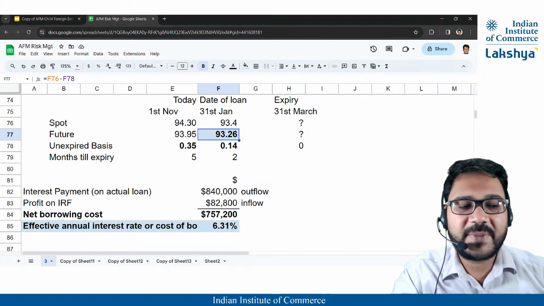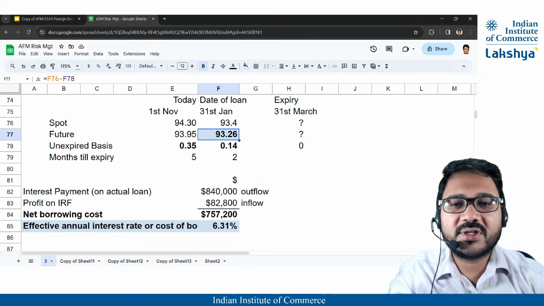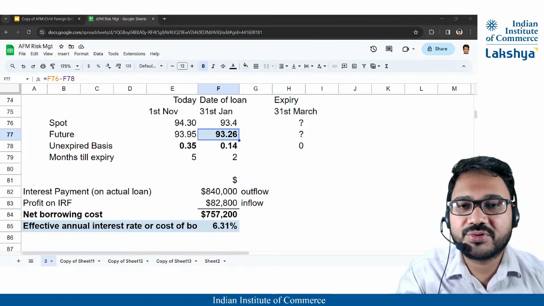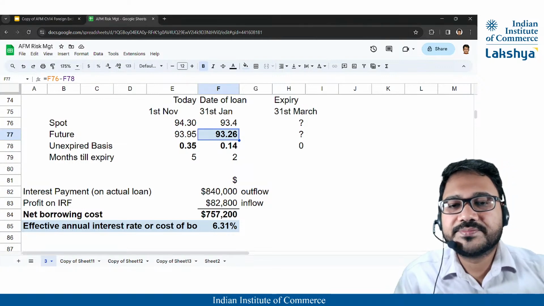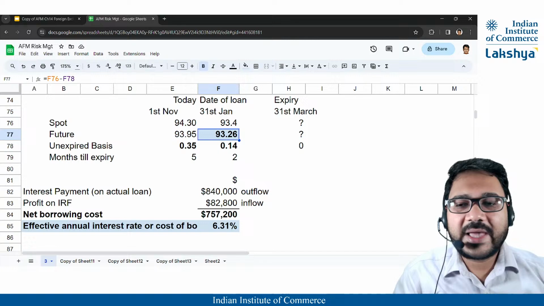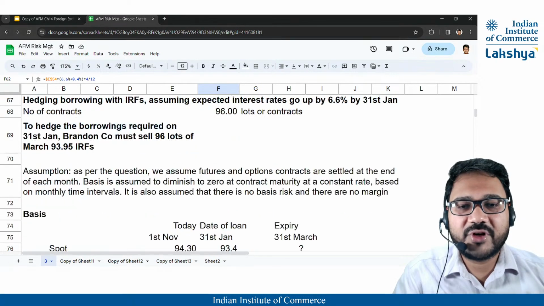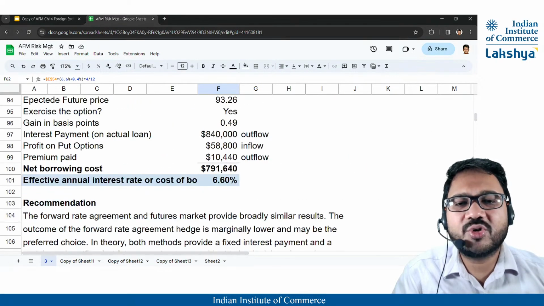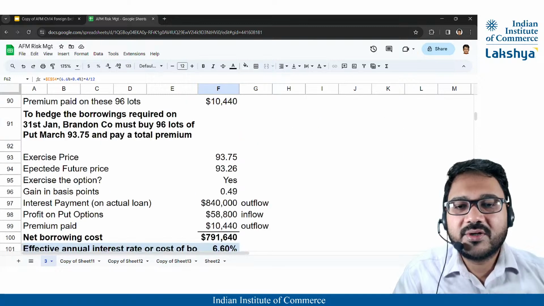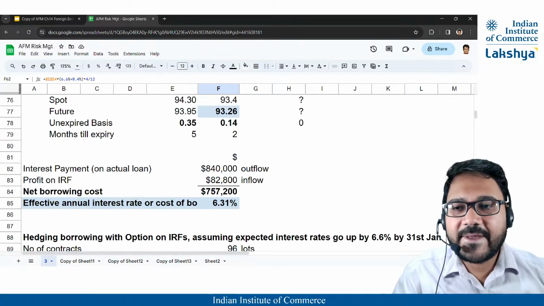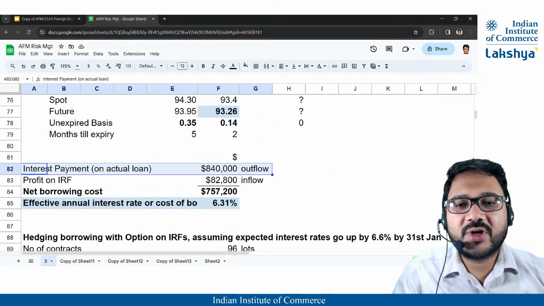And therefore the expected future rate as on the 31st of Jan is 93.26, right? Now, the actual interest that we take would remain the same, what we did over here. Okay, so same logic, 840,000 outflow. That is the actual loan that you are taking. Yeah, the actual loan that you are taking is $840,000.